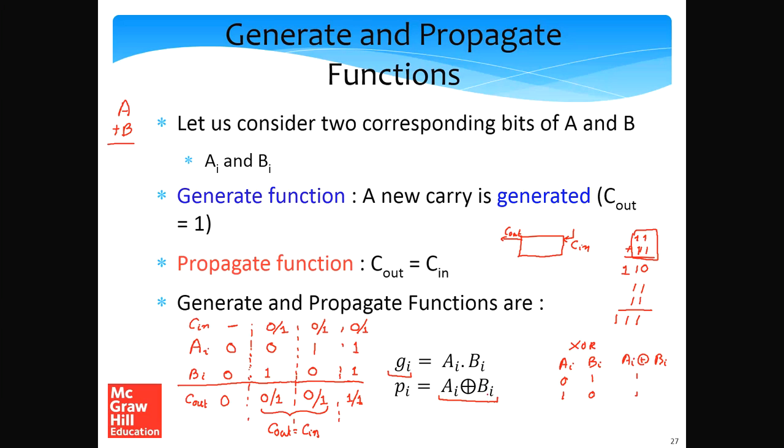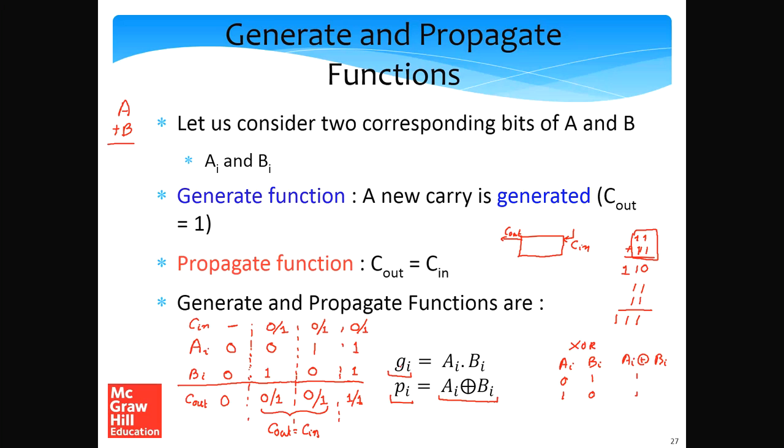So when AI exclusive OR BI is true, we can say that the carry is being propagated. What does propagation mean? Propagation means that the carry output is equal to the carry input. So if carry in is 0, then carry out C out is 0. If C in is 1, then C out is 1. So that's when the propagate function will be true. And if both AI and BI are 0, then irrespective of the carry in, the carry out will be 0. So in a sense, the carry is being absorbed.